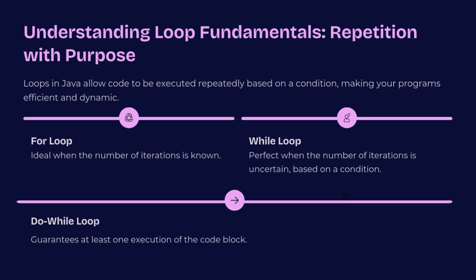Understanding loop fundamentals. Loops let us repeat a set of instructions until a condition is met. This saves time, reduces errors, and makes code cleaner. Java mainly offers three kinds of loops: the for loop, while loop, and do while loop. Each one is suited to a different situation, depending on whether we know how many times we want to repeat something. Alright, so let's begin with the most common one, the for loop.